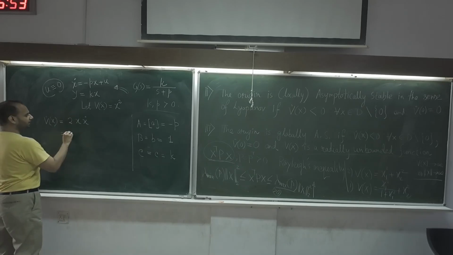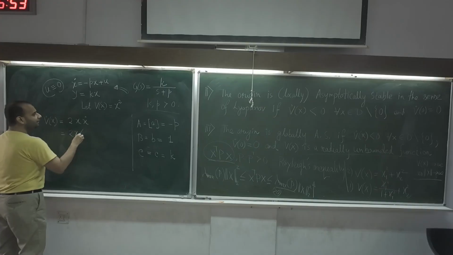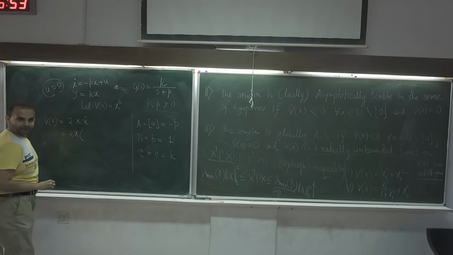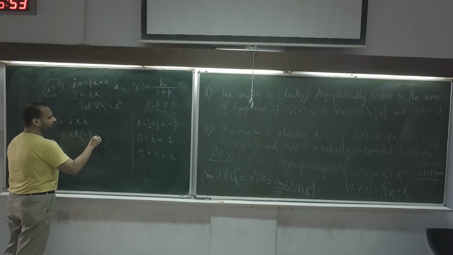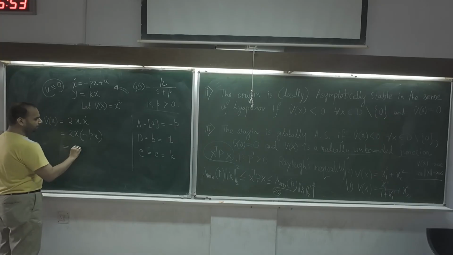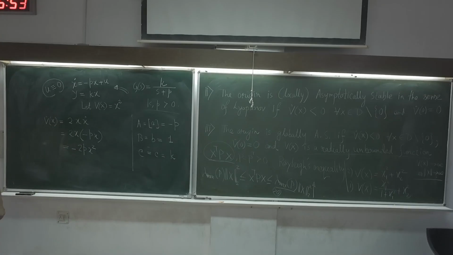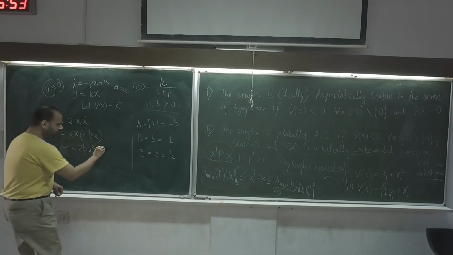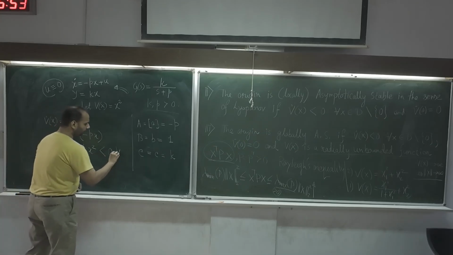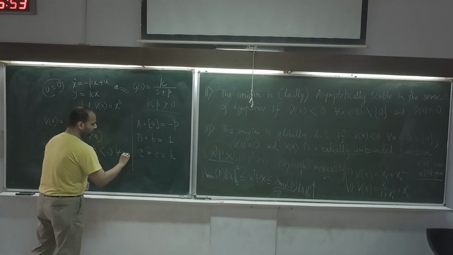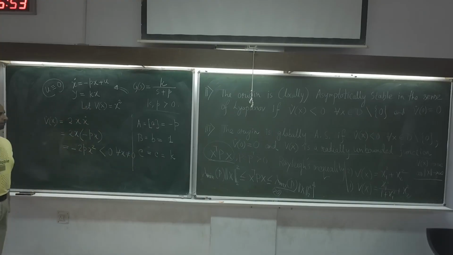So here, 2x in place of x dot, what would you write? Minus px. So it is becoming minus 2p x square. P is positive, right? So this is less than 0 for all x not equal to 0. This is not only asymptotically stable, this is globally asymptotically stable, which is very clear from this expression, right?